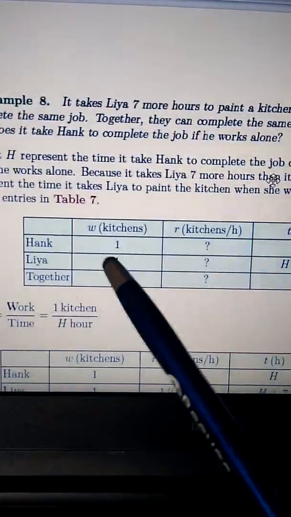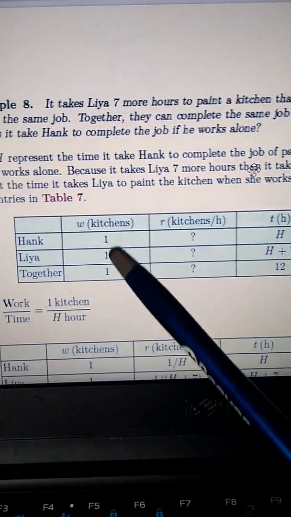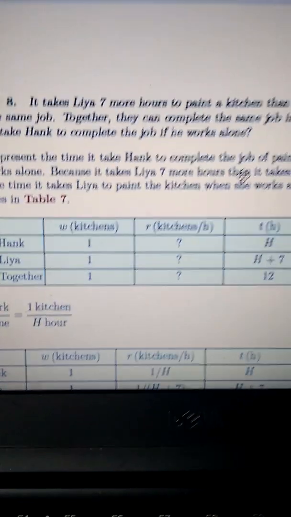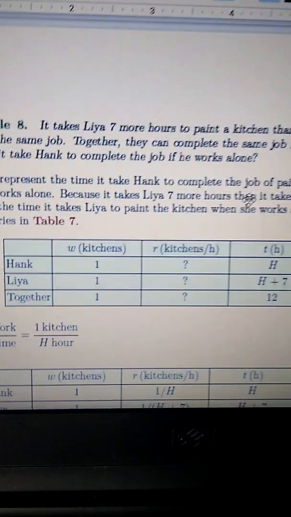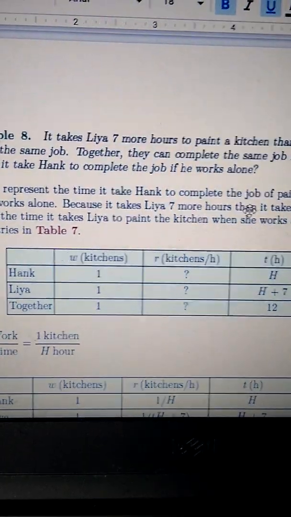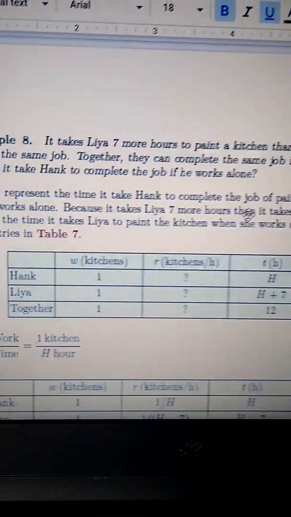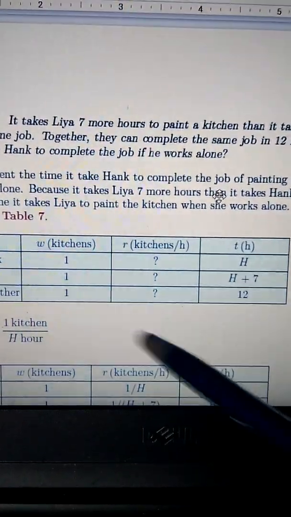So again, we're going to set up a chart. How much work needs done? One kitchen. This isn't always one. Typically for us, I think your practice problems are all one. But that could be anything. It could be that you have to complete 7 rooms of painting, or 15 reports. It can be any number there, but I think mostly we're sticking with just one.